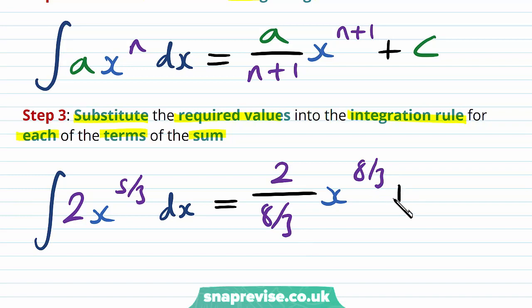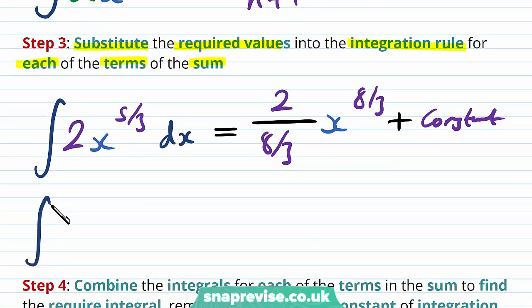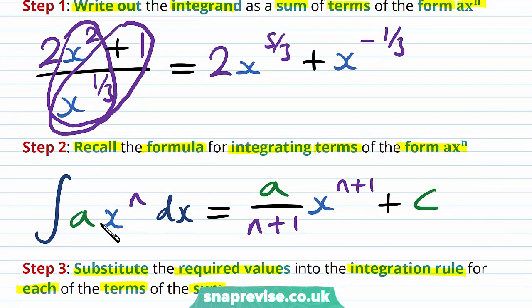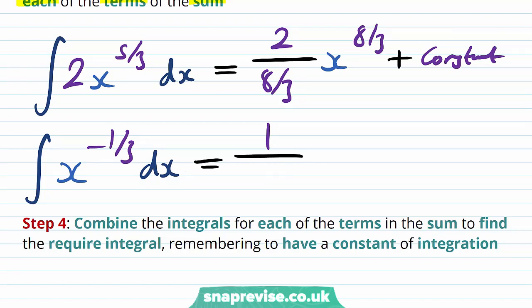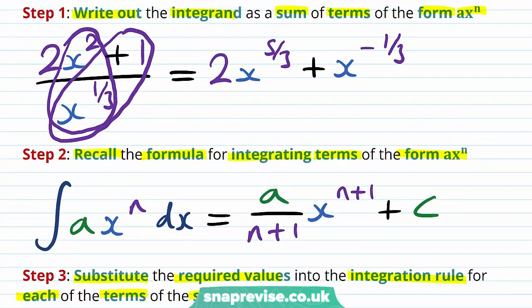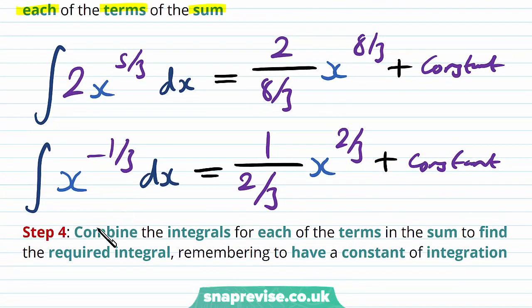And again, we have this plus arbitrary constant, which is called a constant for now, not plus c, we'll have that at the end. And then we have the integral of the second term, which is the integral of x to the power of minus 1/3. And so we integrate x to the power of minus 1/3 with respect to x. Our constant outside is just 1, and then we divide by the new power, which is minus 1/3 plus 1, and so we get 2/3, and then we have an x to the power of 2/3, and then we plus a constant.